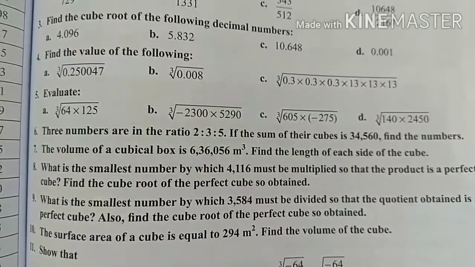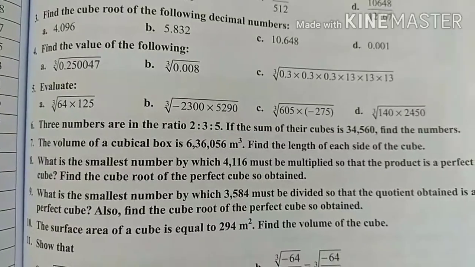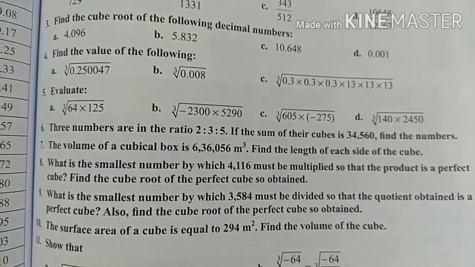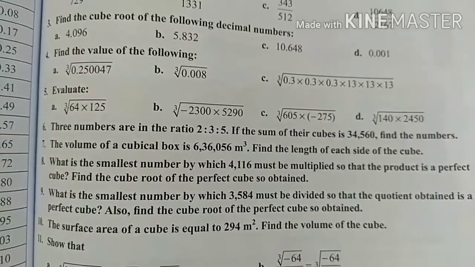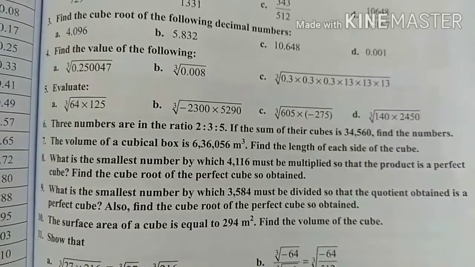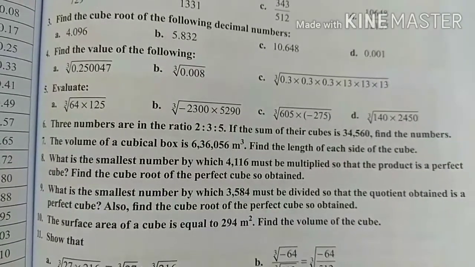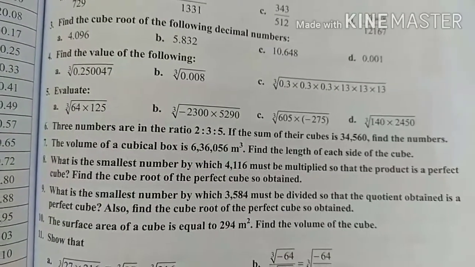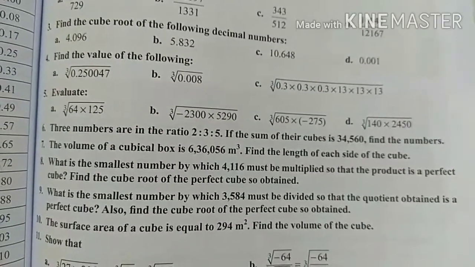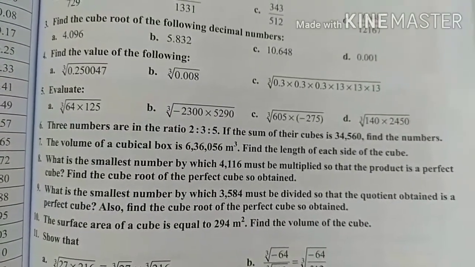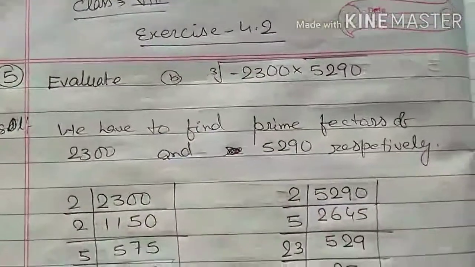D are positive values, so you can easily find the value of those numbers, and B and C are of a similar type, so if anyone can solve either B or C, you can solve the next one. So that's why I have selected question number B to solve for you. Okay, as written, we have to find the cubic root of minus 2300 into 5290. Okay, so look here.